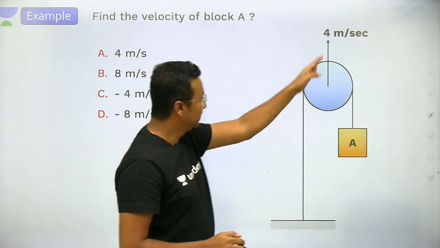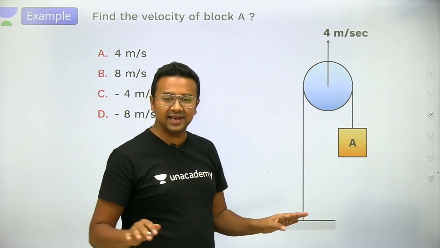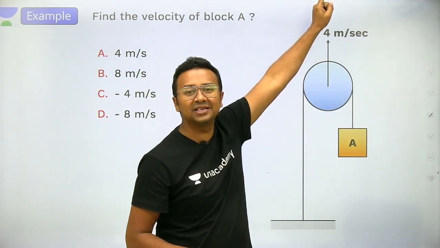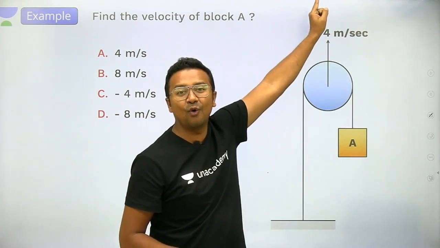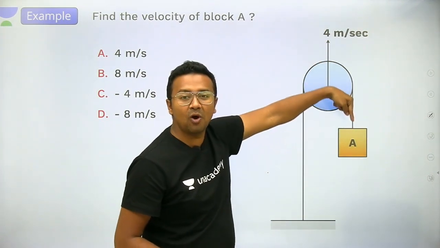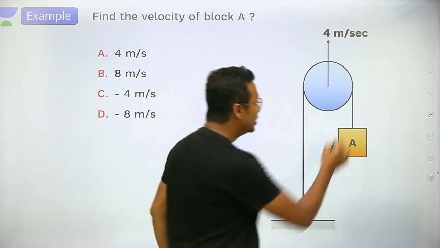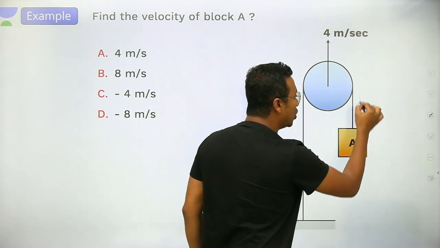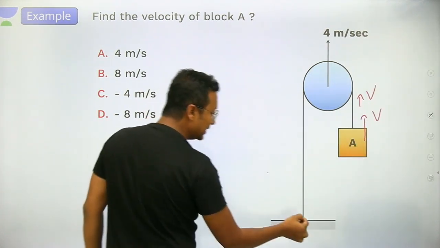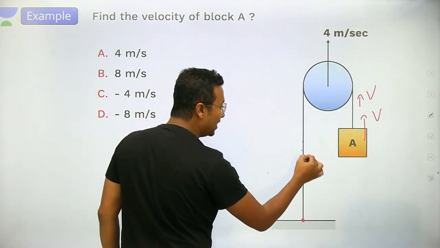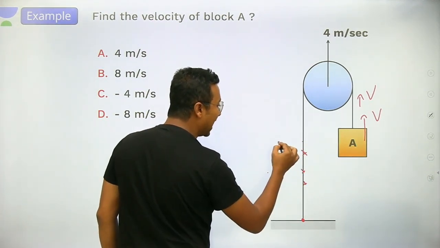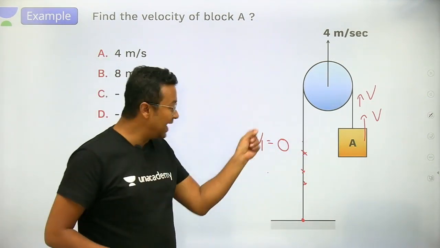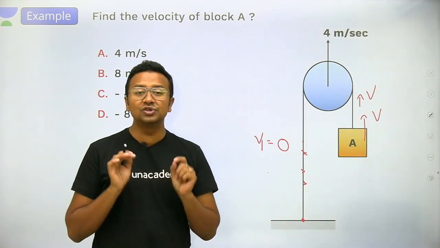Now let's move ahead. So what are they saying? This end is fixed. This pulley is going up with a velocity of 4 meters per second. Find out the velocity of block A. So let's say if block A is moving with a velocity of V, then every point here will also be moving with a velocity of V, but this end is fixed. So every point on this end will have a velocity V1 equal to 0. Remember, the end which is fixed will have a velocity equal to 0.